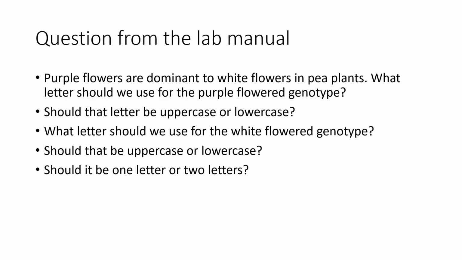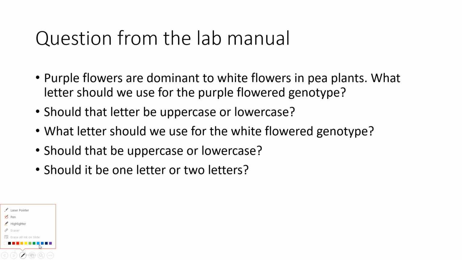Your lab manual starts to have some questions in it at this point. So we're going to come and talk about those flower colors in pea plants again. And remember, you can have purple or white flowers. They explicitly tell you that purple flowers is the dominant allele, white flowers is the recessive allele. What letter should we use for the purple flowered genotype?